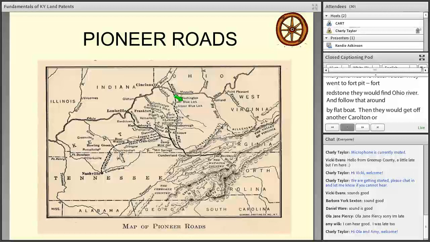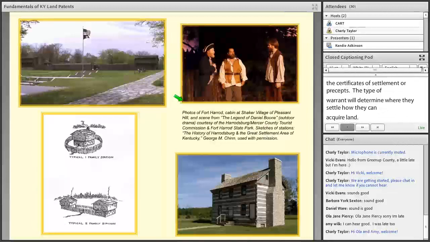It's going to depend upon the type of warrants that they're going to carry with them, be they treasury warrants or military warrants, be these certificates of settlement or preemption warrants. The type of warrant will determine where they settle and how they can acquire land, and possibly where they came from and the route they chose.